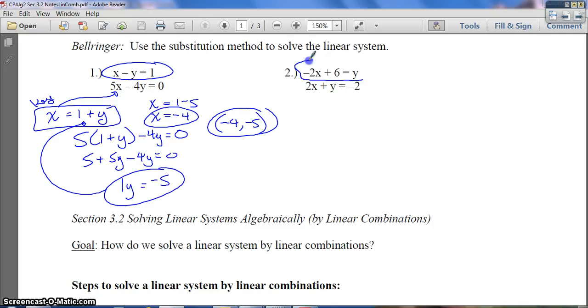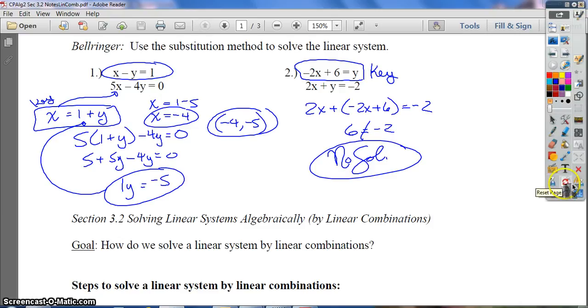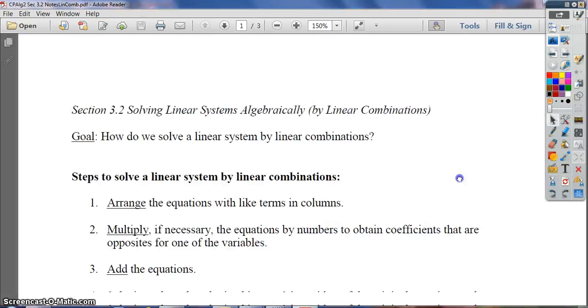Over here, this y is already solved for. So that's our key right now. So I can go to 2x plus, now instead of y, I'm going to put in negative 2x plus 6, and that's going to equal negative 2. So this is going to give me 6 equals negative 2. That's never going to happen, so there's nothing we can put in there that would work. So that's no solution. Remember, if they're equal, like 3 equals 3, all real numbers should work, or an infinite number of solutions, I should say.